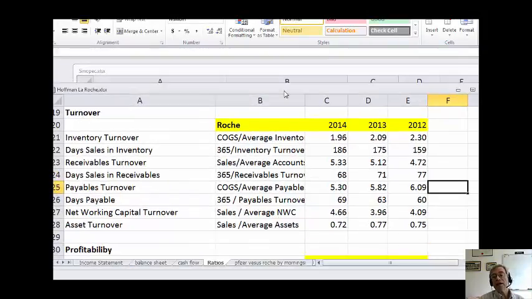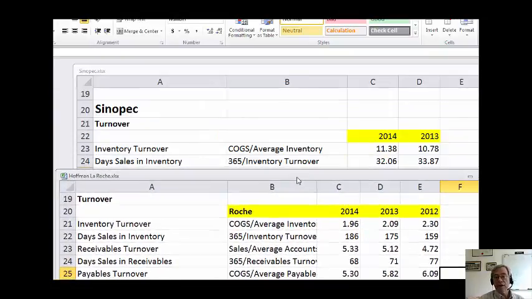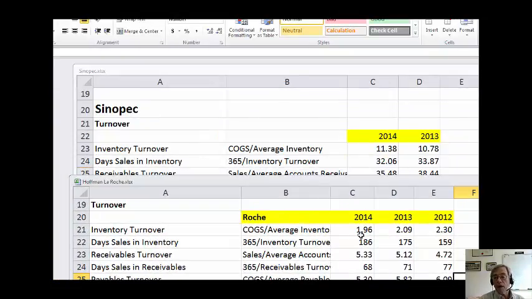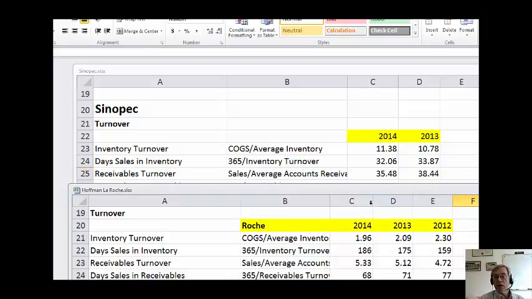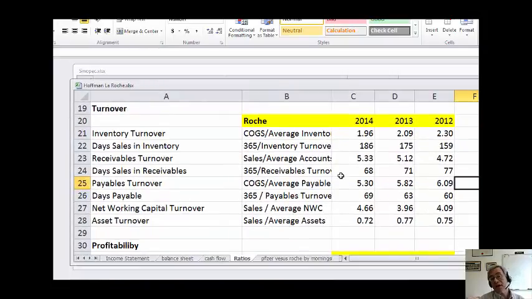Hoffmann La Roche has a much lower turnover. You can see that inventories turn over only about twice a year, whereas for Sinopec they turned over 11 times. Receivables turn over only about 5 times per year, whereas for Sinopec they turned over 35 times. Now you might say, well, that's because Hoffmann is a drug company and Sinopec is a refiner of oil. And you'd be right. So it makes a lot of sense when you're looking at industry ratios to compare like with like, to go into a company and compare it with other companies in the industry.